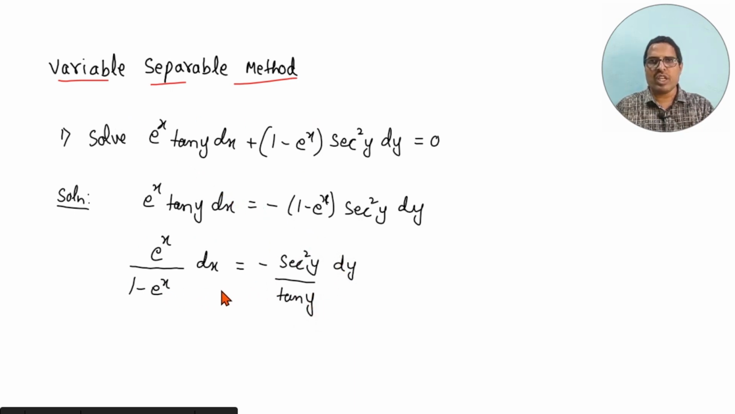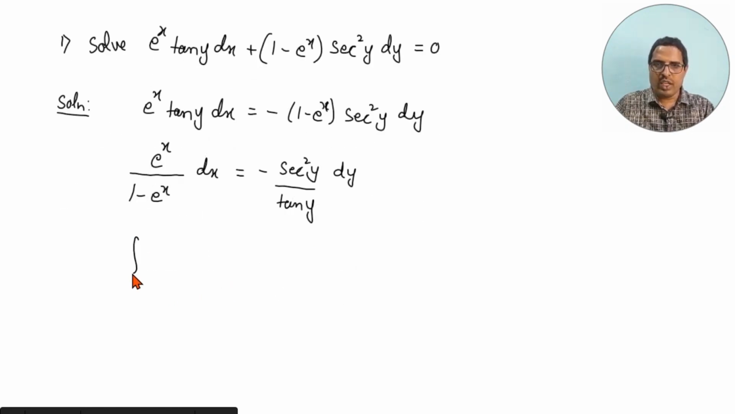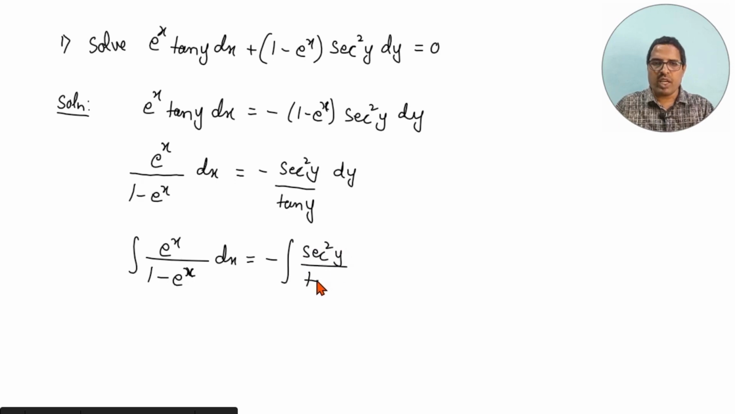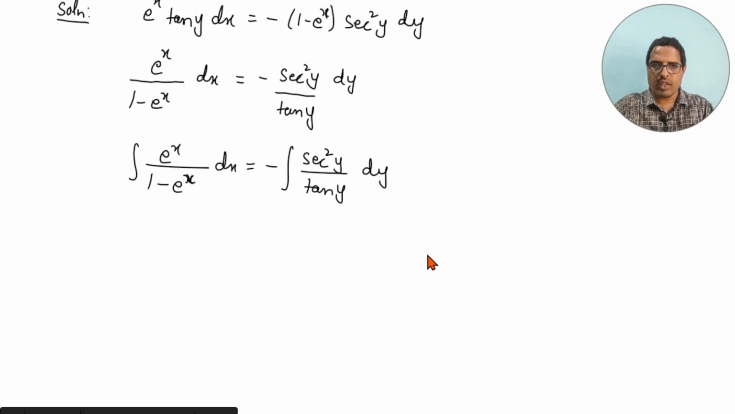Now let us try to integrate this one. Integrating, we get integral of e power of x by 1 minus e power of x into dx is equals to minus integral of secant square of y by tan of y into dy. Both these integrals on the left hand side as well as on the right hand side have to be evaluated using the substitution method. So let us try to use the substitution method here.